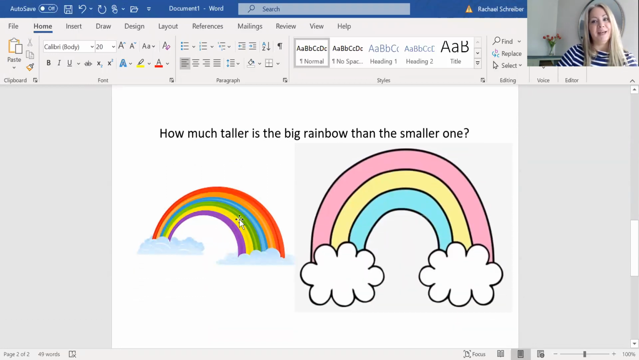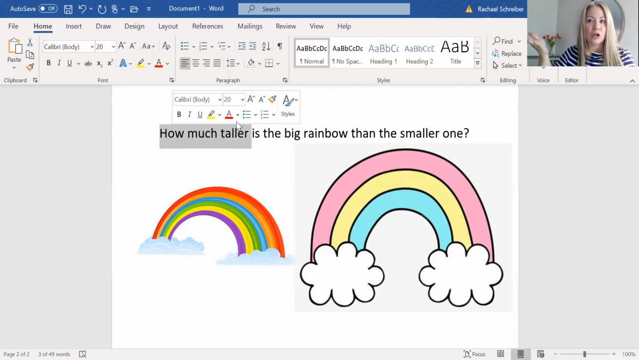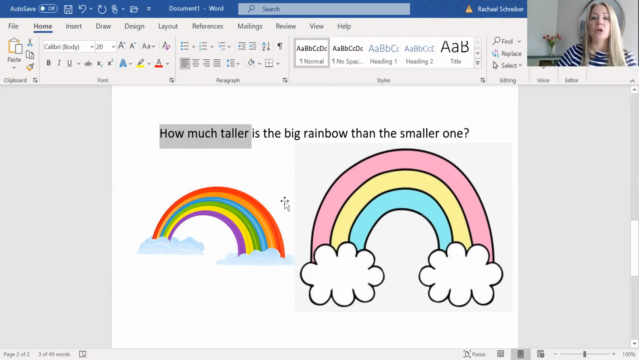Well, this must be the small rainbow and this must be the big rainbow. This time we're being asked how much taller is the big rainbow than the smaller one. They didn't tell us to compare, but anytime we have a phrase that starts with how much and then a word like taller, shorter, longer, wider, how much more, how much less, how many fewer, all of those words starting a question are cueing our mind that we're comparing. We're comparing the size, or the quantity. Today we're comparing the height.